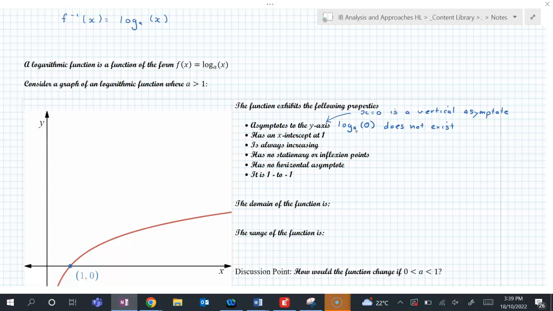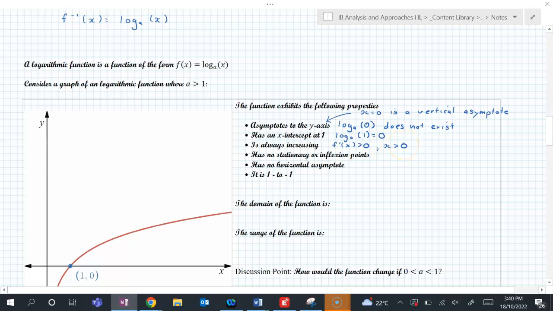It always has an x-intercept at 1. That's because log of any base of 1 gives us 0, because a to the power of 0 gives us 1. It's always increasing, which means that the derivative will be greater than 0 for every value of x. Well, actually, not every value of x, because it doesn't exist past 0, so it's just for x greater than 0.